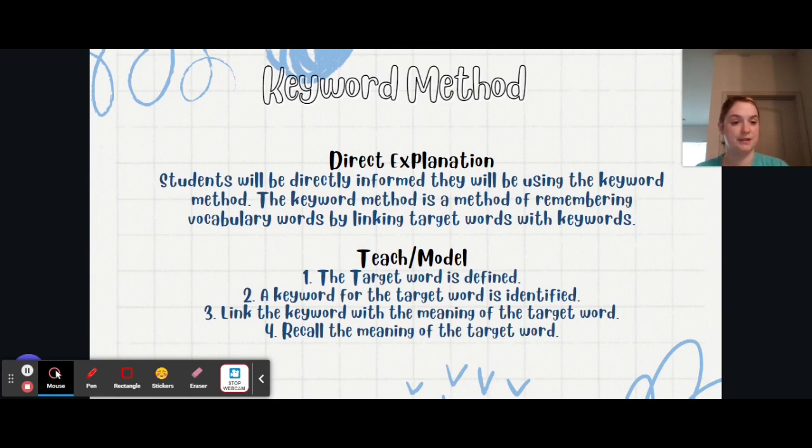It's kind of more of a memorization method, but it's been proven really effective with students over time. And that was chapter 11.